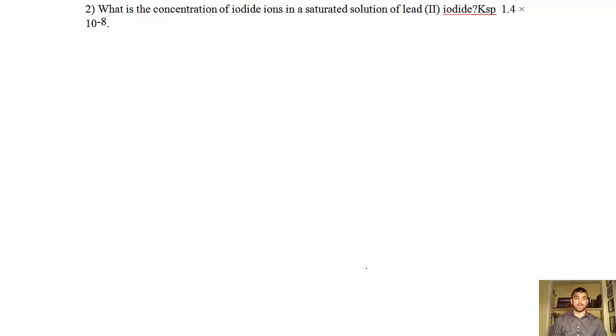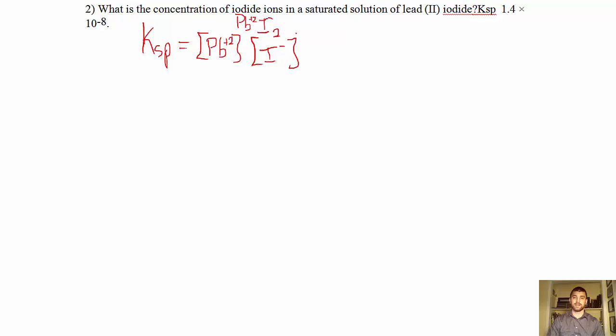All right, number 2, it says, what is the concentration of iodide ions in a saturated solution of lead(II) iodide? Ksp is this. All right, so let's do a little figuring. For lead iodide, well, lead 2, Pb 2+, iodide is going to be 1-, so the formula is going to be PbI2. So the Ksp is going to be the concentration of Pb ion times the concentration of the iodide ion squared.